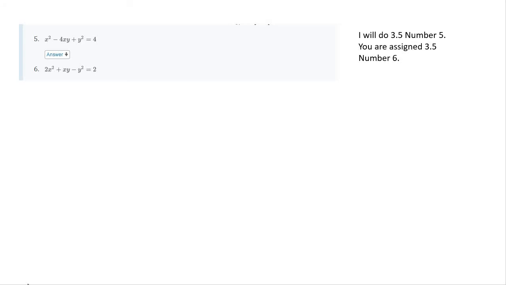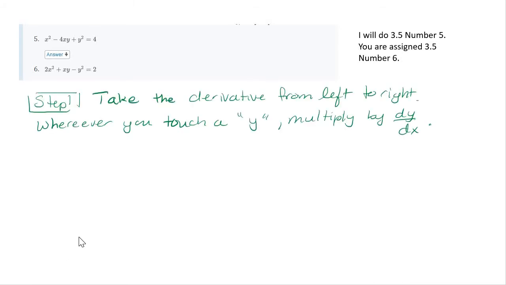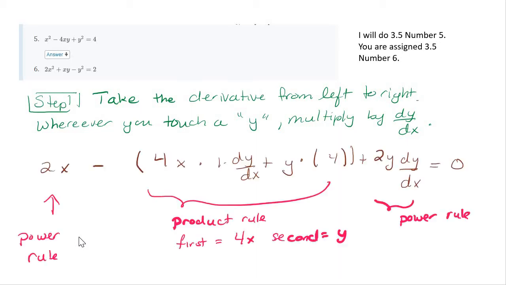All right, so I'm going to do number 5, and you're assigned number 6. So they're very similar. And along the way, I'm going to show you a little bit of the why we're doing what we're doing. First, you would take the derivative from left to right. Whenever you do anything with a y, you multiply by dy/dx. I'm going to explain in a second.